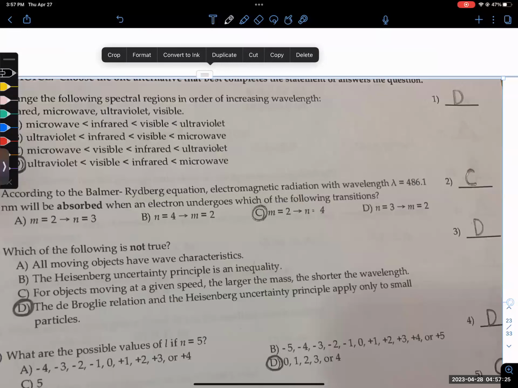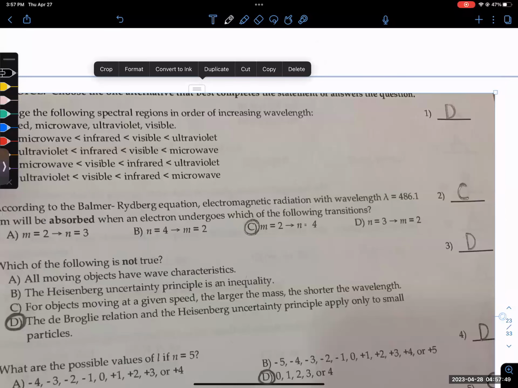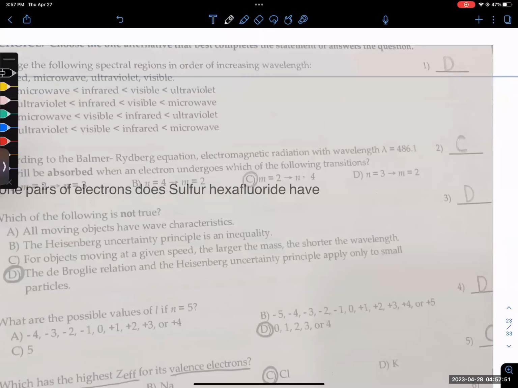According to the Balmer-Rydberg equation, electromagnetic radiation with a wavelength of 46.1 nanometers will be absorbed when an electron undergoes each of the following transitions. First and foremost, it says absorb, right? So are we going from a lower number to a higher number, or higher to lower? Low to high. So we can cross out B.